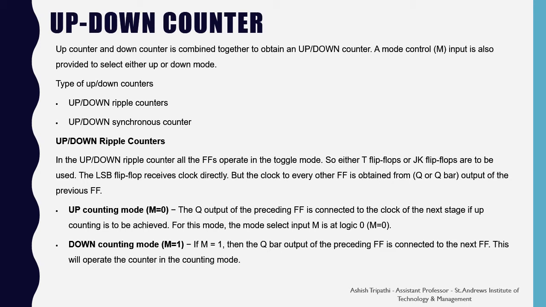The LSB means least significant bit. The LSB flip-flop receives the clock directly, but the clock to every other flip-flop is obtained from the Q or the Q bar output of the previous flip-flop. So if you want to have up counting, you have to set the mode M as 0, and if you want to have down counting, then you have to set the mode M as 1.